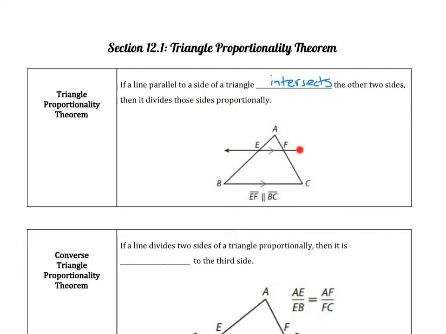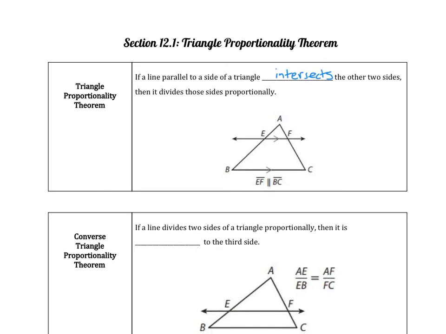So you can see here that we have a line that is parallel, so EF is parallel to BC, and you can see that it intersects the other two sides of our triangle. So that means that the way EF intersects these side lengths, AB and AC, will be proportional. So we can set up the proportion AE over EB. So you can see I took the two parts from AB, and then it should be proportional with AF over FC.